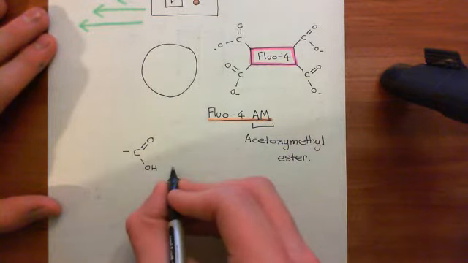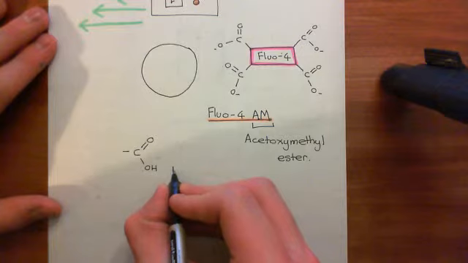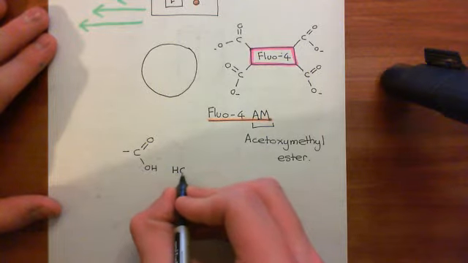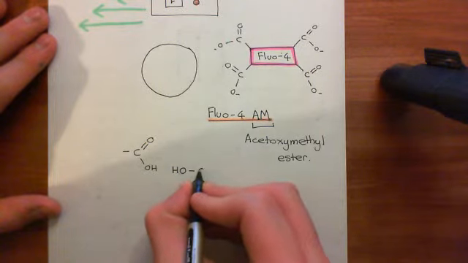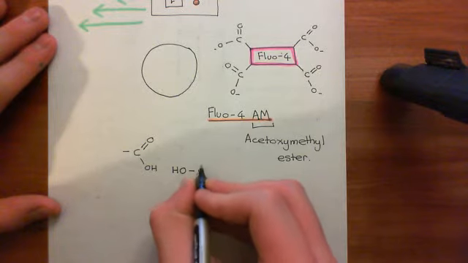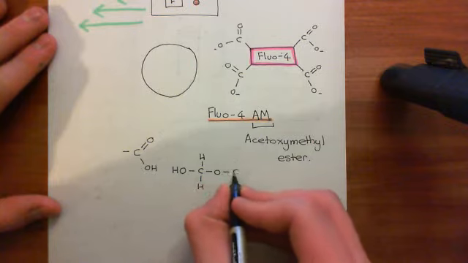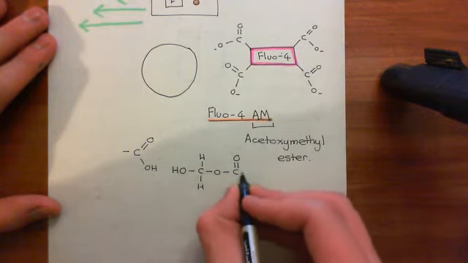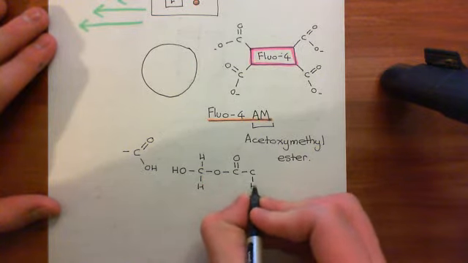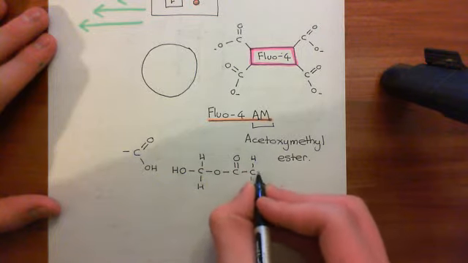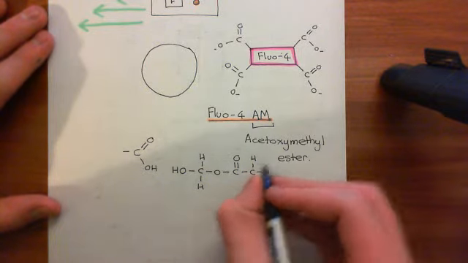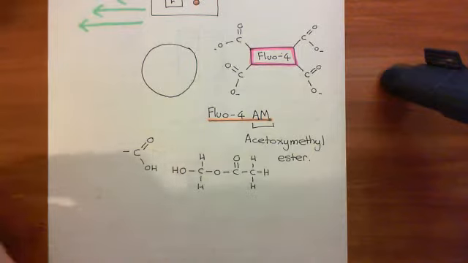Let me show you what we're going to add on effectively. You can imagine having a molecule like so, where you have an alcohol group with a methylene group here, then bound to an acetyl group here. I'll explain how this fits the name in a moment. So this is what we are going to esterify onto Fluo-4.